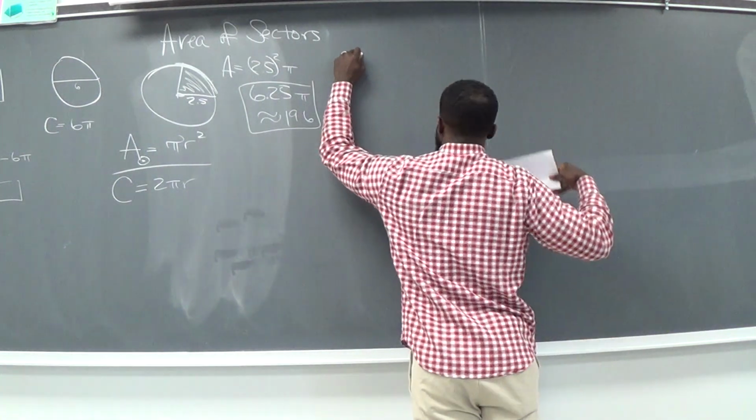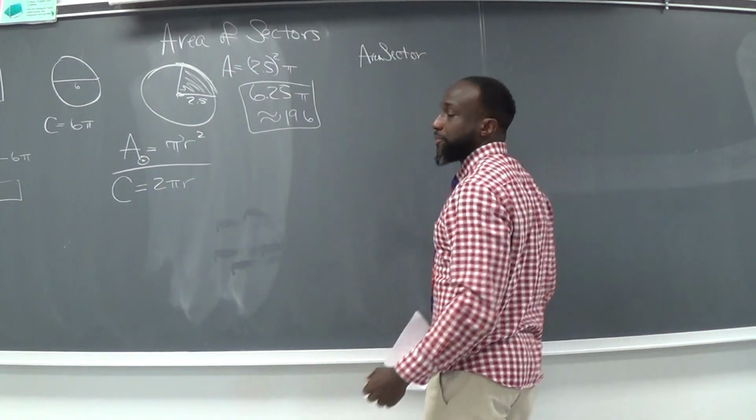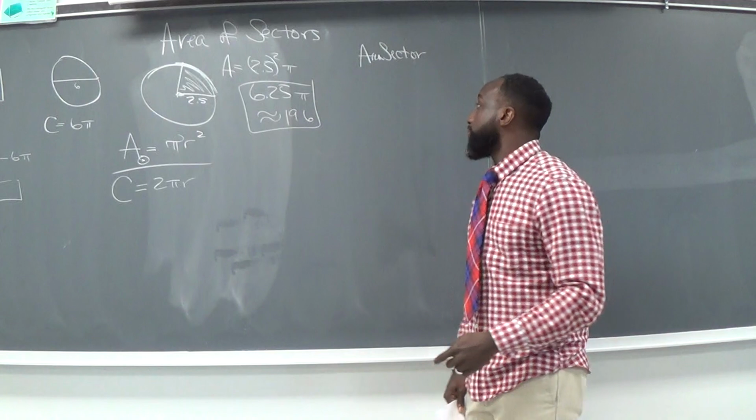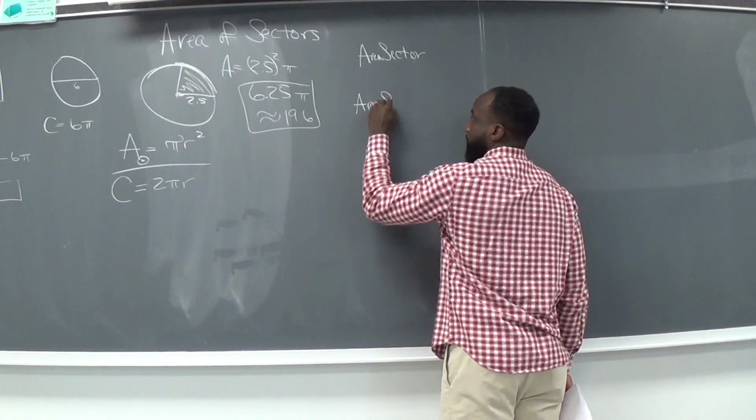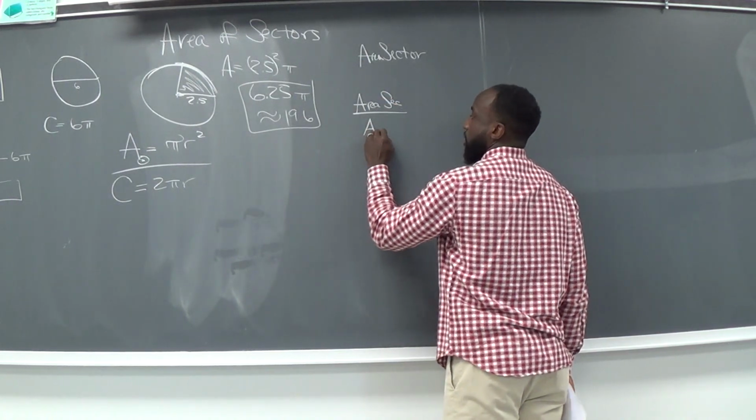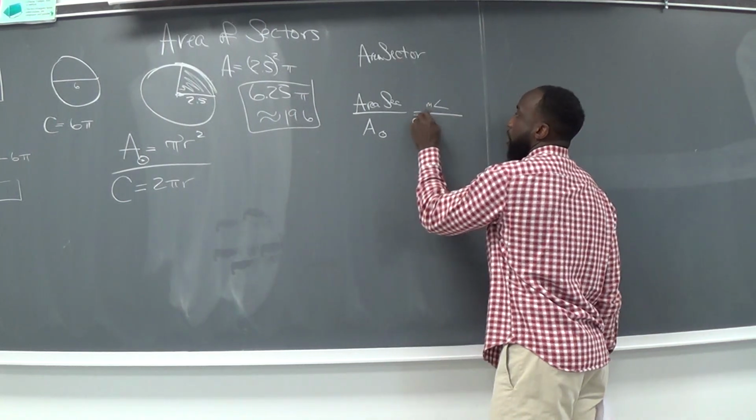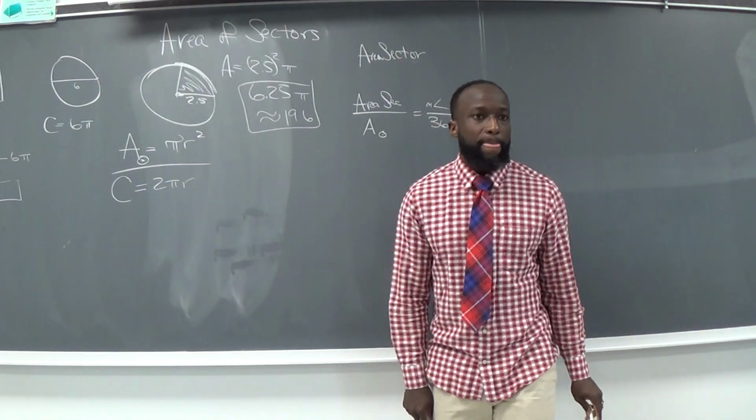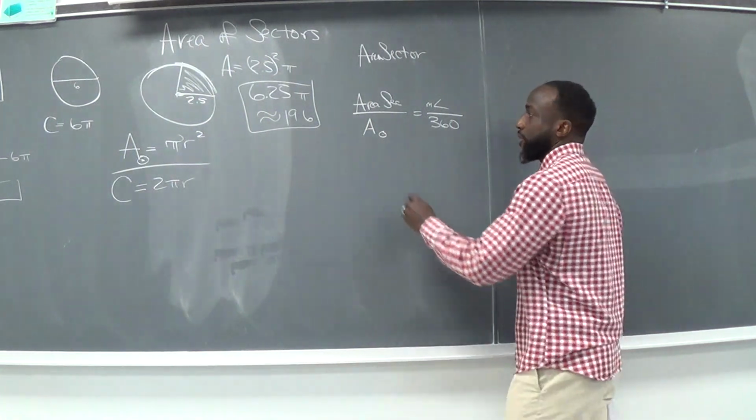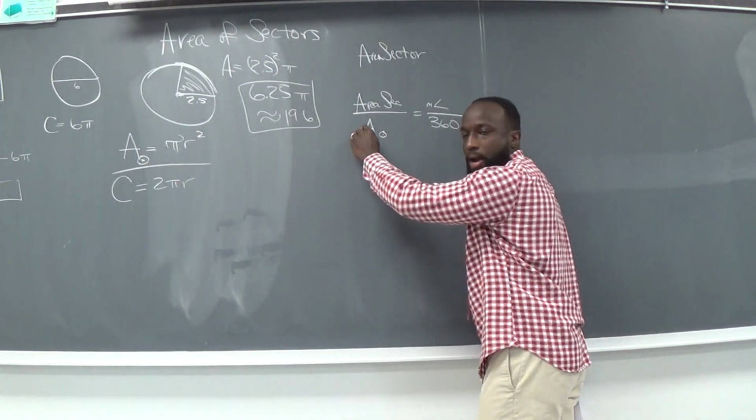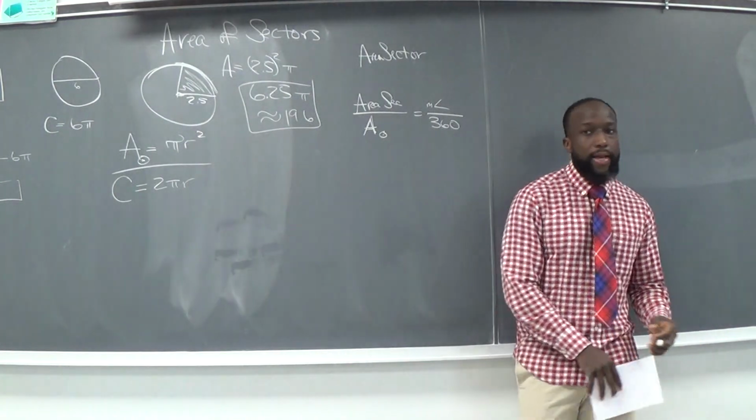So, the area of a sector formula. It's a proportion, just like we worked out before. The proportion is the area of a sector over the area of the circle equals the central angle, the measure of the angle, over 360. So this is a lot like arc length, except we use area instead of circumference. Then from here, you solve for whatever we are trying to find.